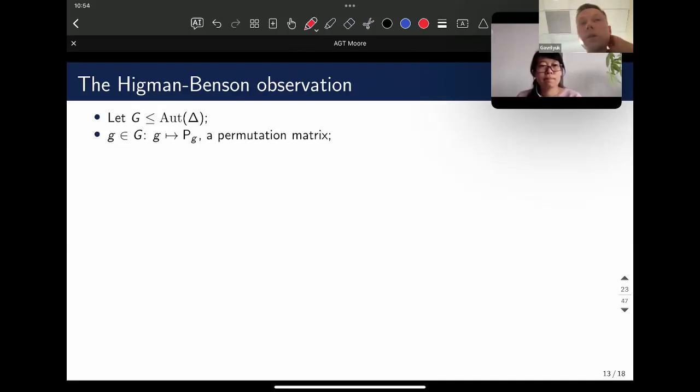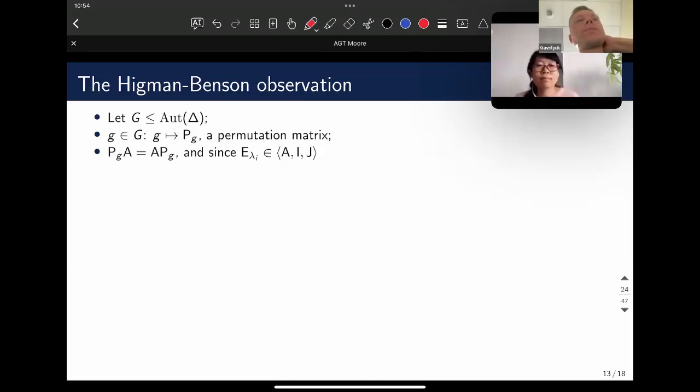Okay, now let us consider a group of automorphisms, say G of delta, and let us consider a natural linear representation of this group in the vector space over the reals indexed by the vertex set. So we represent every automorphism as a permutation matrix P sub G. And by definition, this matrix commutes with the adjacency matrix.